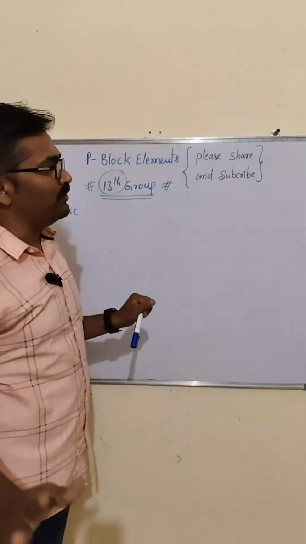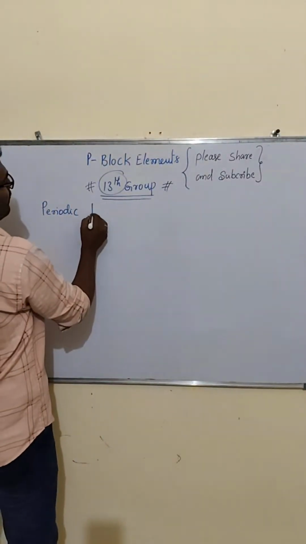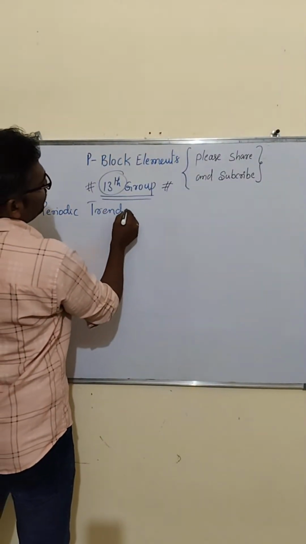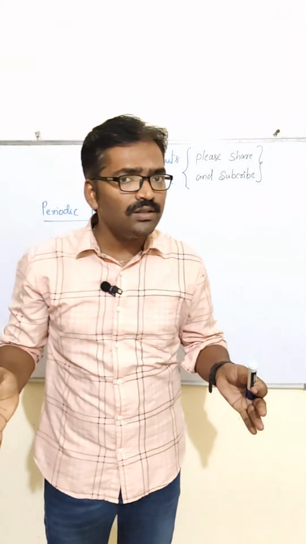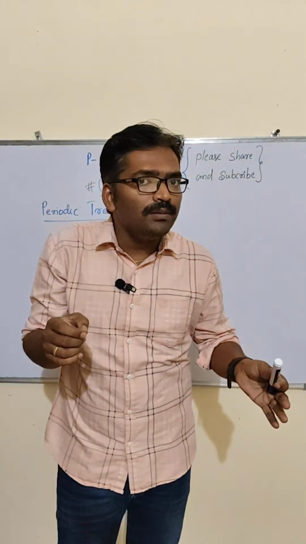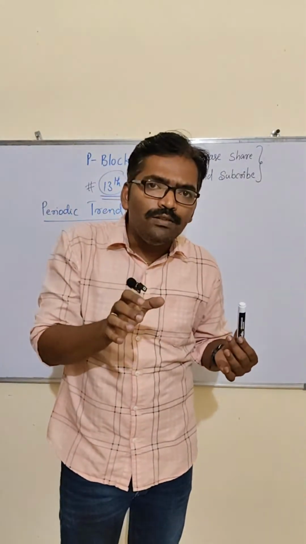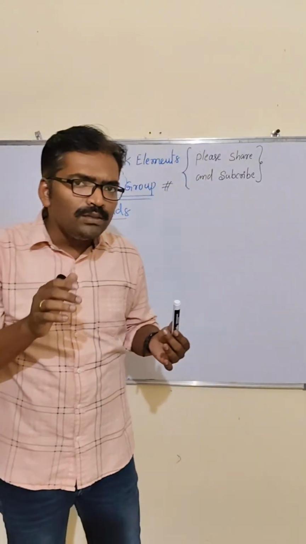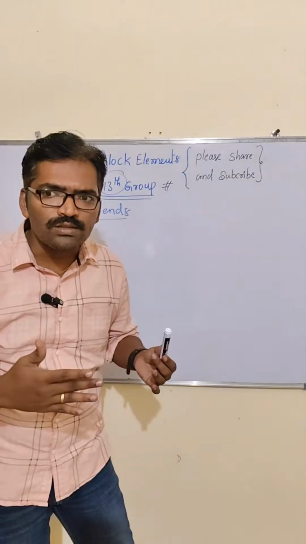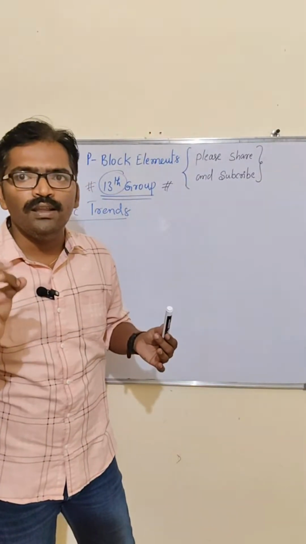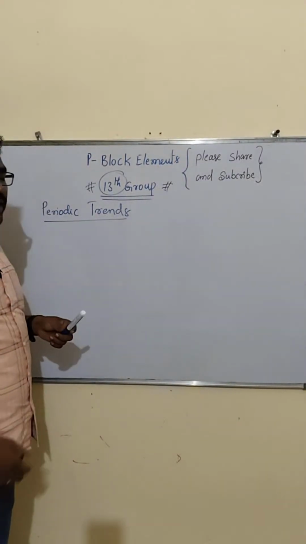Yes, come to the point, all of you. So we are discussing periodic trends. What are the periodic trends, sir? The periodic trends are atomic radius, electronegativity, density, then boiling point, melting point. All these we have to discuss. Clear? Okay. Right. So next, look at the periodic trends.